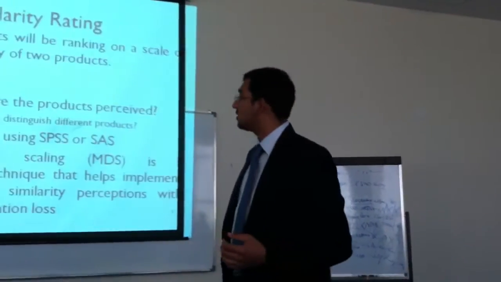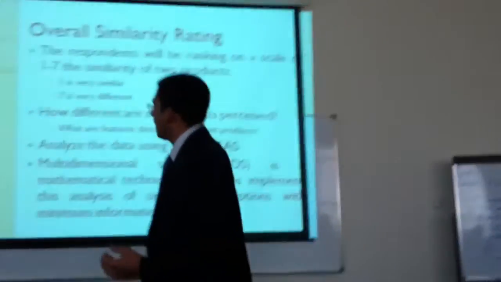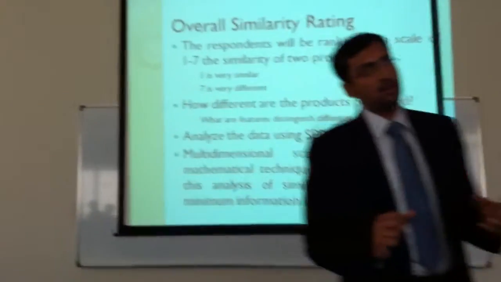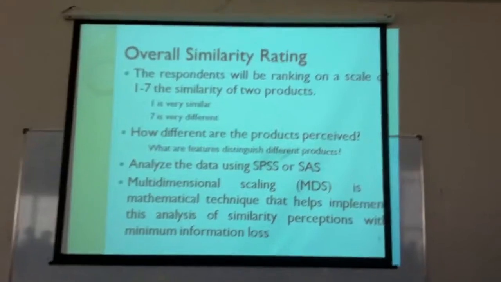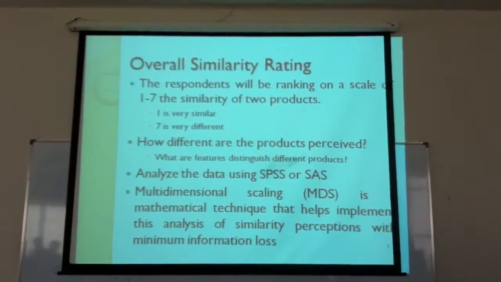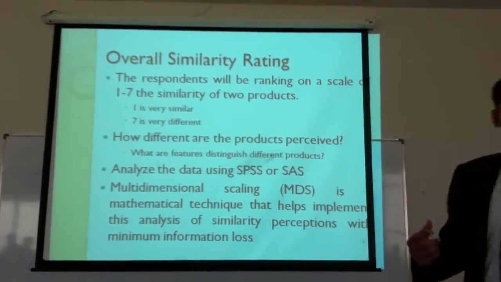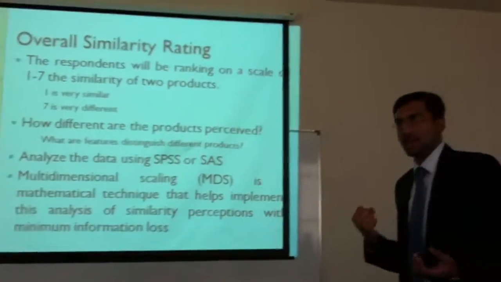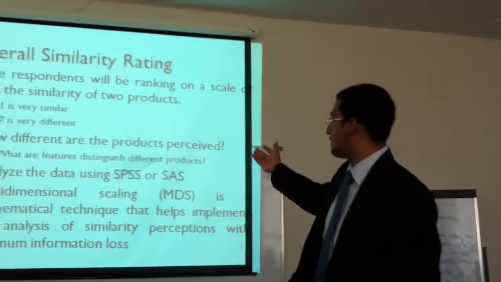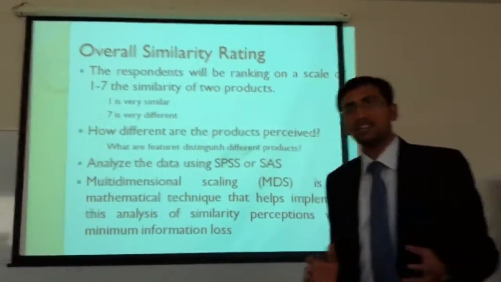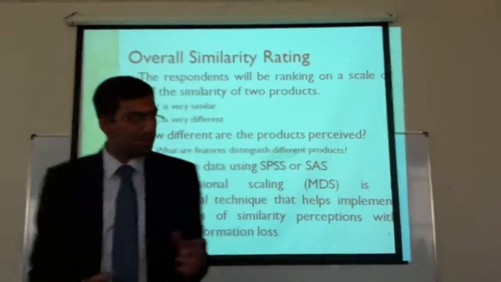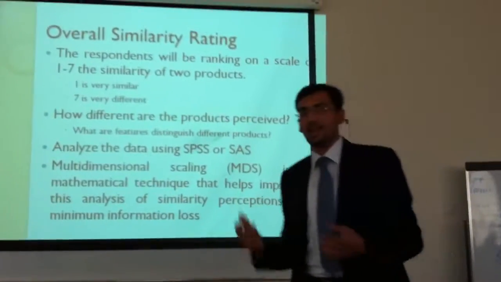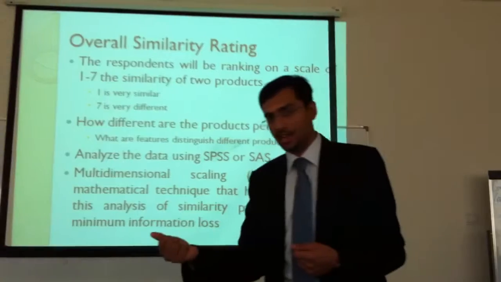The next method here is the overall similarity rating based method. In this, you identify the products that need to be compared, and then go out to the market and get a similarity rating done. Say you start from 1 being very similar and 7 being totally different, and come back with the data and analyze it using SPSS and SAS. There's a special technique called multidimensional scaling with which you plot the data. I'm not very sure about multidimensional scaling, and I sought the help of sir, and sir said he'll take care of it.